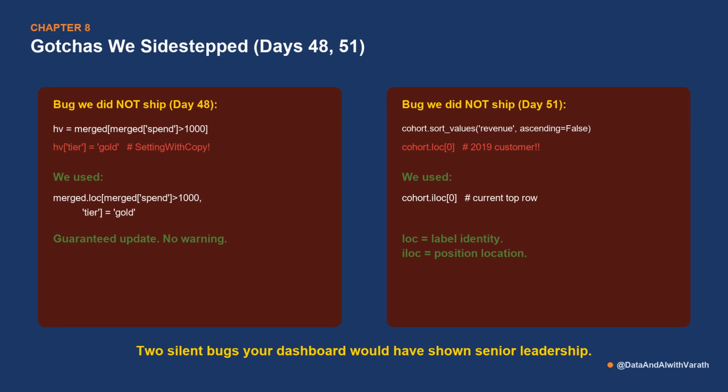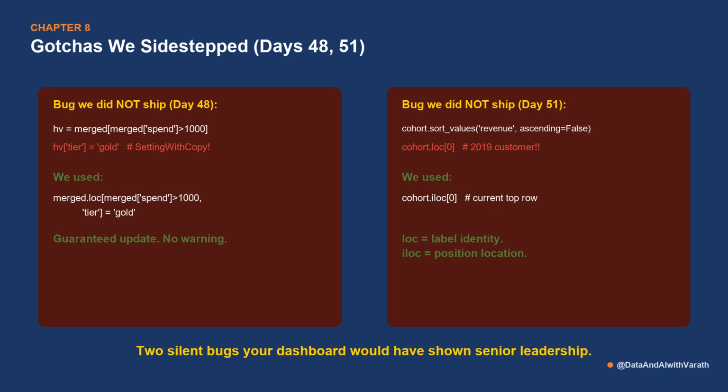First, if you had written high_value equals merged[filter], then high_value['tier'] equals 'gold', you would get a SettingWithCopy warning. Sometimes the update lands, sometimes not. Depends on RAM. You used .loc to combine filter and assign.